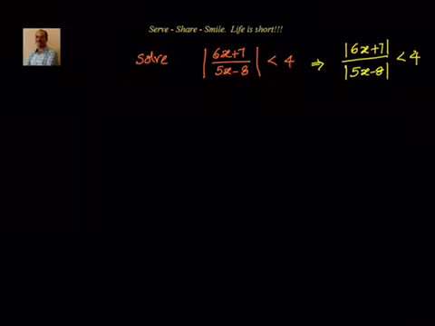Hello friends, in this session let us look at this example related to modulus of variable. We have been given that the absolute value of 6x plus 7 divided by the absolute value of 5x minus 8 is less than 4. We have to find out the solution set.